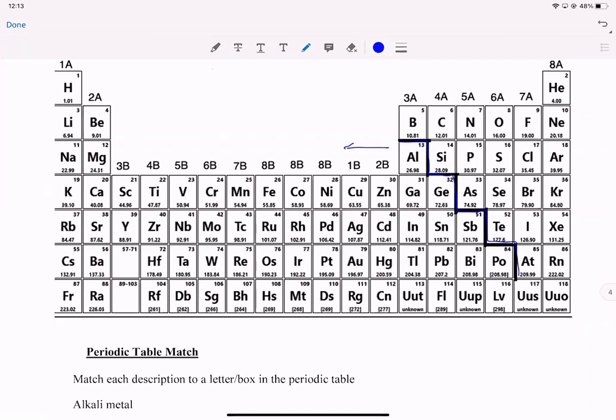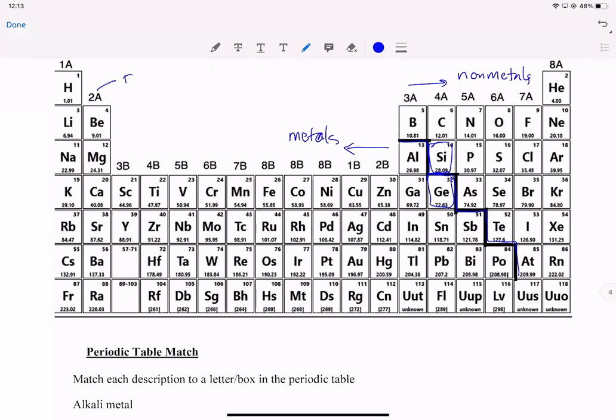To the left of the stair-step line, you have metals. To the right of the stair-step line, you have non-metals. And right on the stair-step line, those are called the metalloids. Like silicon is a metalloid, or germanium is a metalloid, Ge. Okay, and so you have an organization describing their physical characteristics and the individual families.